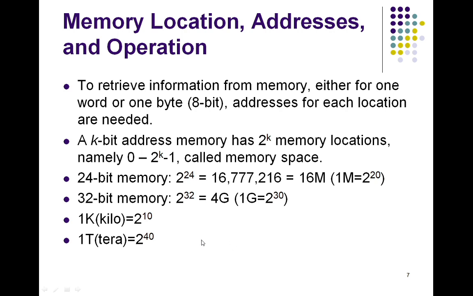So the number of memory locations depends upon how many bits the memory address has. If the memory address is of k bits, then the number of memory locations is 2 raised to k, and collectively it is known as memory space.